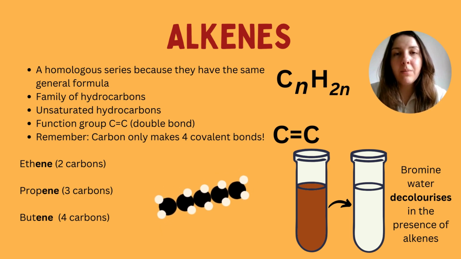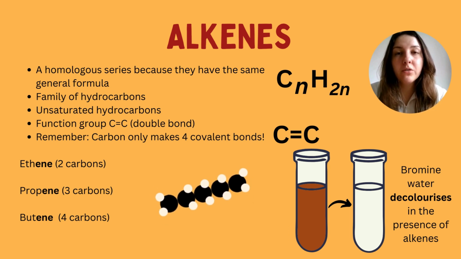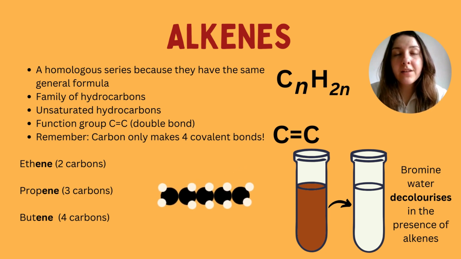Remember, carbon can only make four covalent bonds. And remember, covalent bonds are a shared pair of electrons between two nonmetals. In the case of an alkene, two of those bonds are given to another carbon atom. So in this case, the carbon's only left with two other bonds to form covalent bonds with other atoms. So that's one of the differences there between alkanes and alkenes as well. Because it has the double carbon bond, we call this an unsaturated hydrocarbon.